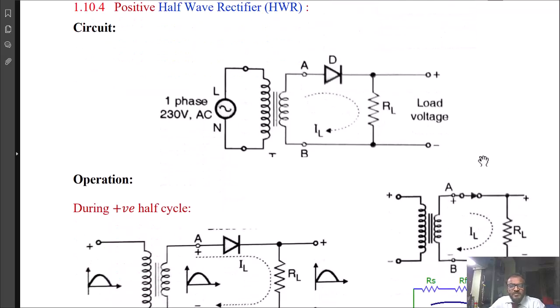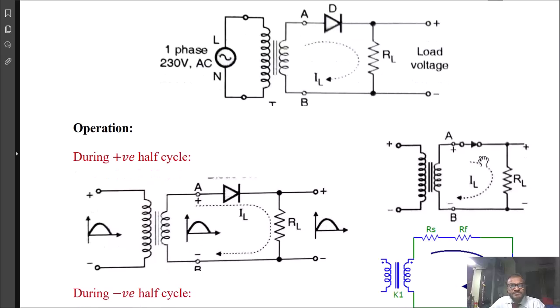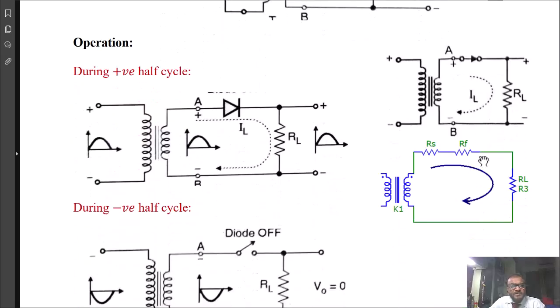Let us consider the operation. During the positive half cycle of the input, the secondary voltage also reproduces the same positive half cycle. If the input is changing as Vm sin omega t, then the secondary winding output voltage is Vs sin omega t, where Vs is the maximum voltage, the peak voltage at the secondary output.